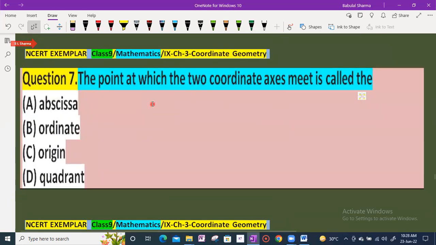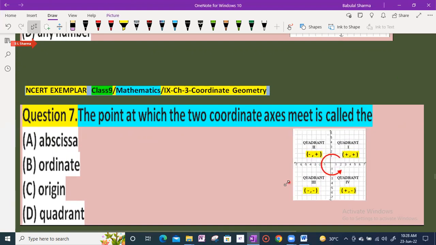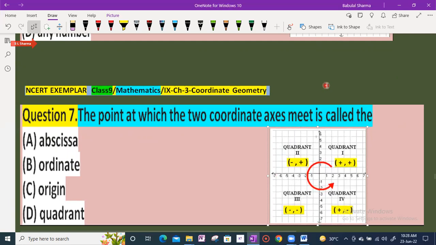Next question is on your screen now. The point at which the two coordinate axes meet is called the... जहां पे दोनों coordinate axes means x axis और y axis meet करते हैं, मिलते हैं, intersect करते हैं, means this point, this is x axis, this is y axis. They are meeting at this point, and this point is known as origin. So C is the correct option. Origin is the correct option here.